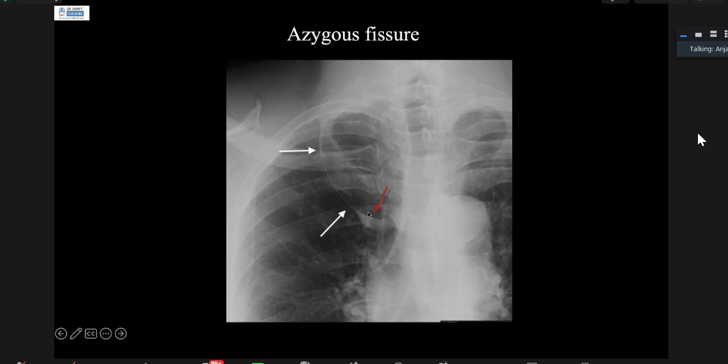At its inferior end, you will usually see a brighter or thicker, denser white area, and that corresponds to the azygous vein. Now, this is not to be mistaken for any pathology. This is for you to understand that this is a congenital variant appearance, and you don't have to do anything for that, okay?